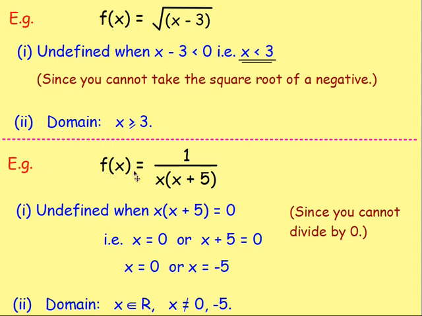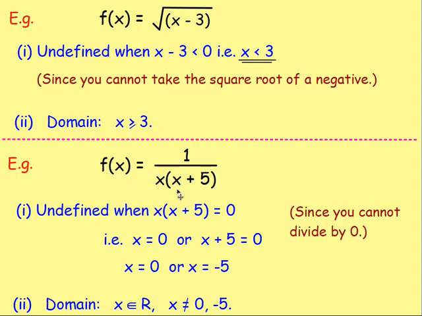With this example, f of x equals 1 over x(x plus 5). Again, think, it's undefined when? Well, it's going to be undefined when you get the square root of a negative, as there's no square root signs. Or, what's the other one, Sahana? Good, when you try to divide by 0. You can't divide by 0. High five, Sahana.